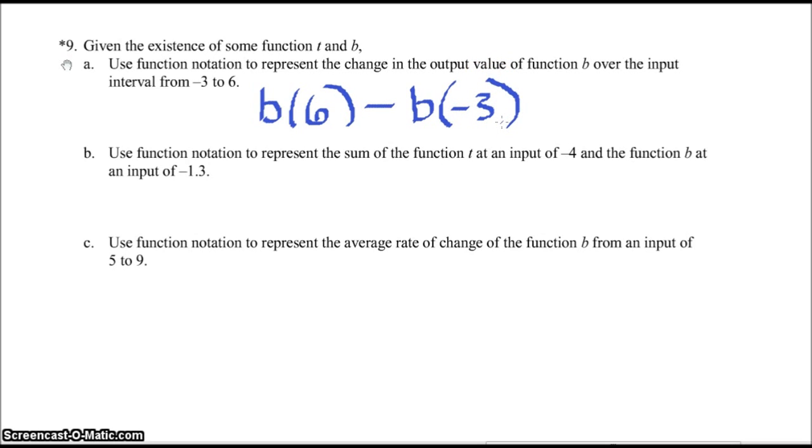Part B. Use function notation to represent the sum of the function t at an input of -4 and the function b at an input of -1.3. So the sum, that means add. We want the function t with an input of -4, and we're finding the sum, so we're going to add the function b with an input of -1.3.